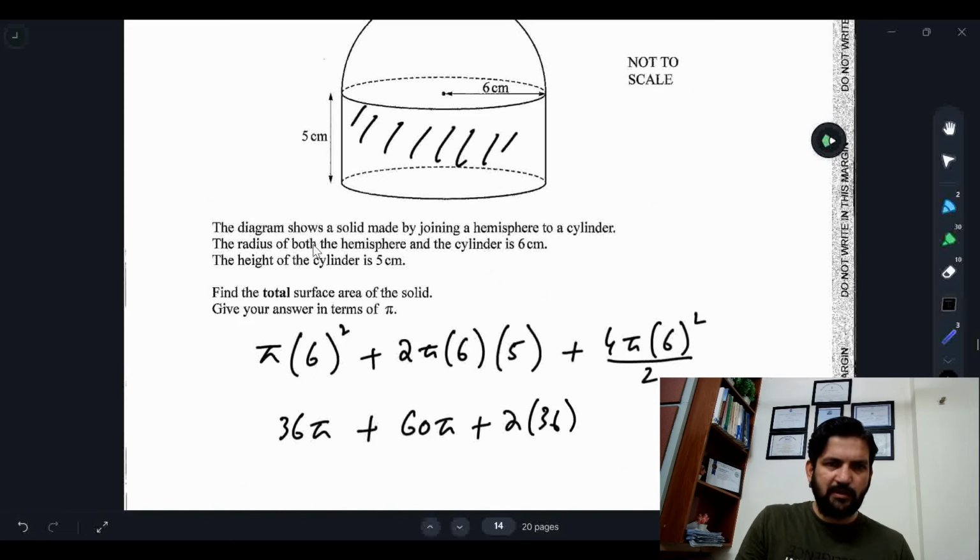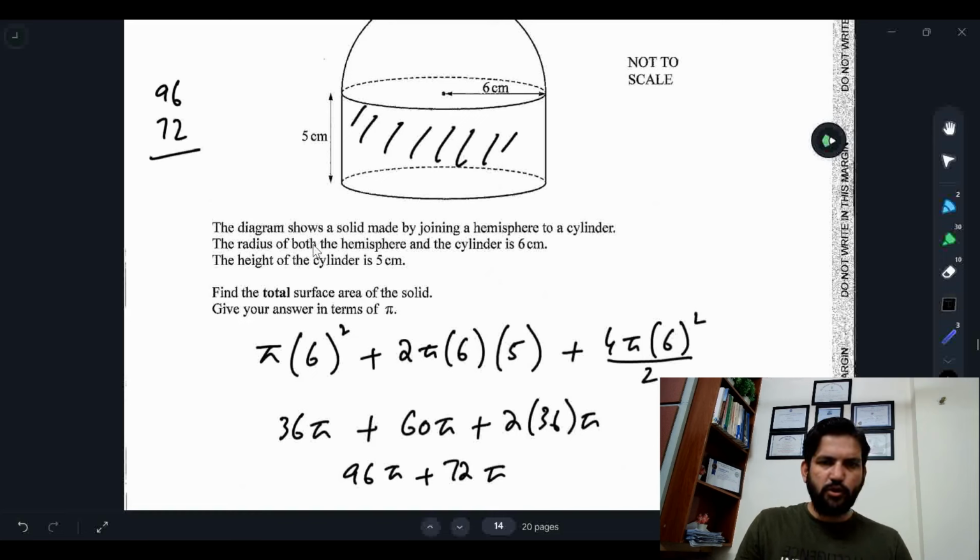Now 96 plus 72: 6 and 2 is 8, and then 9 and 7 is 16, plus 1 is... So 158 pi will be the answer. Not 158, 168 will be the final answer. I hope that the concept is clear. Now the answer for this will be 168 pi. Let's move to question number 17.